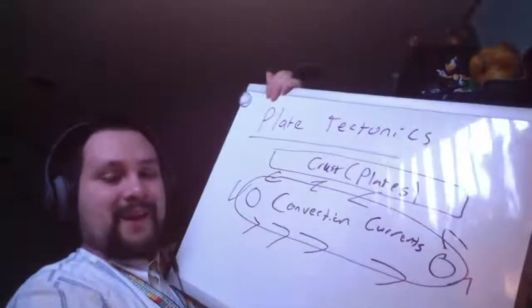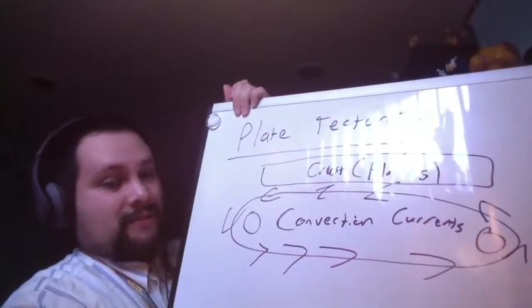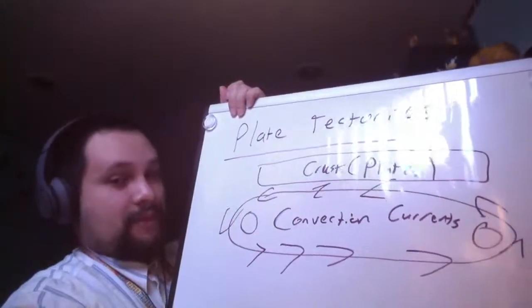The plates are pretty much just literally riding along these convection currents. Some of them move at any time, some of them don't. Some of them are super slow. But yeah, that's how convection currents work.